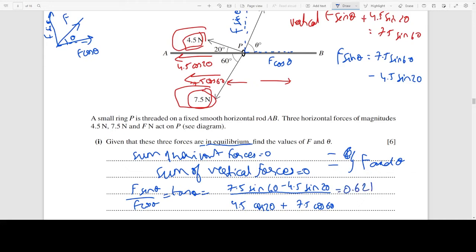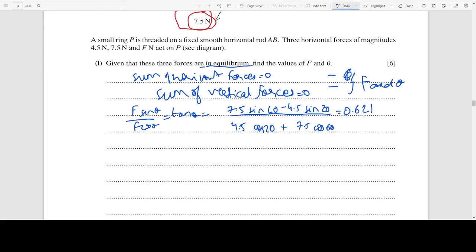And if you further solve to find theta, theta is just going to be tan inverse of 0.621, which is equal to 31.8 degrees.